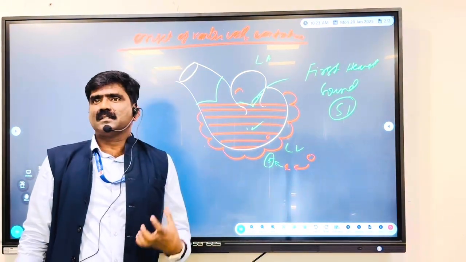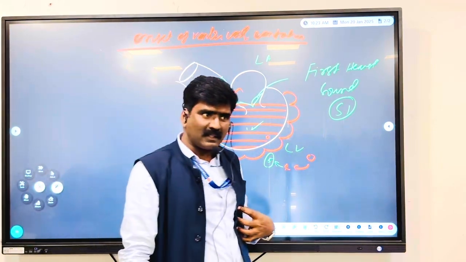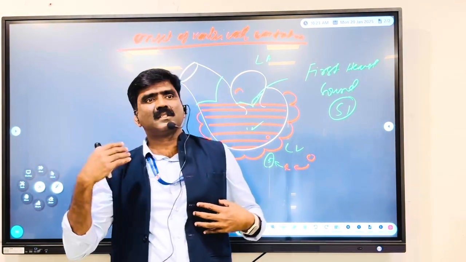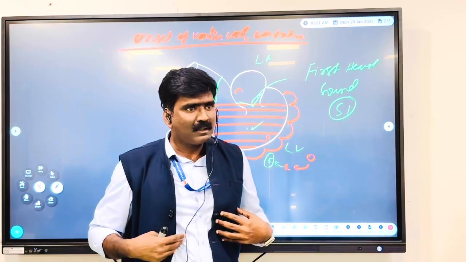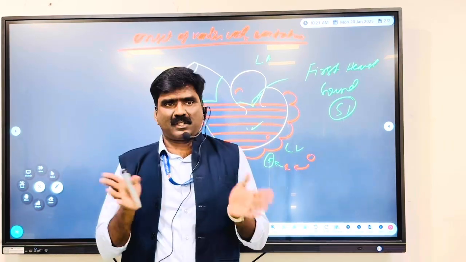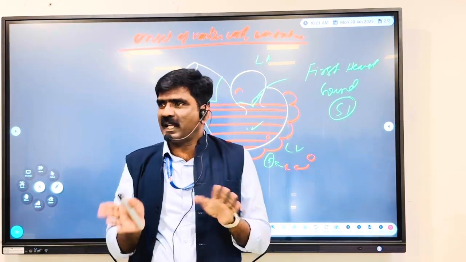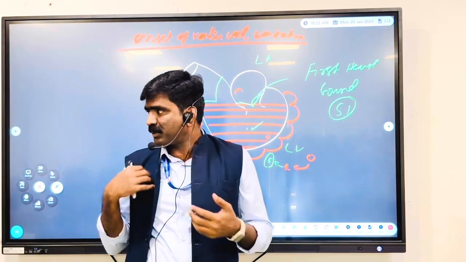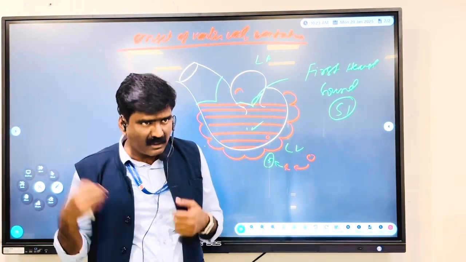Whatever events occur in the left side of the heart, the same event will occur in the right side of the heart, but with slightly different pressure. Pressure will not be the same on the right heart and left heart. Pressure will be different, right?